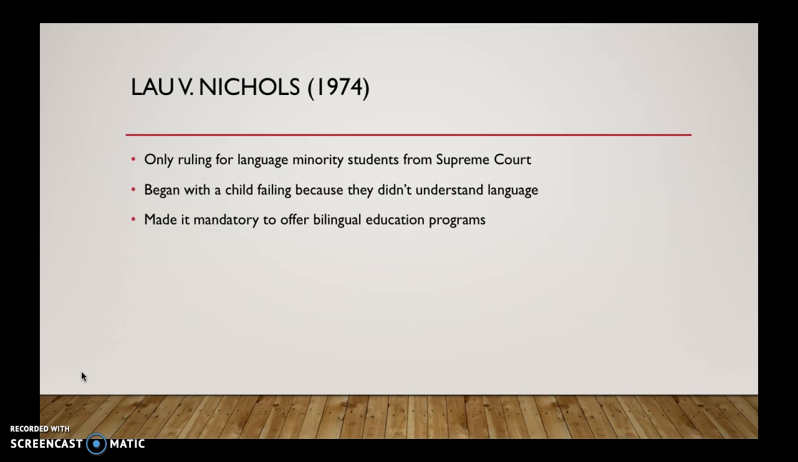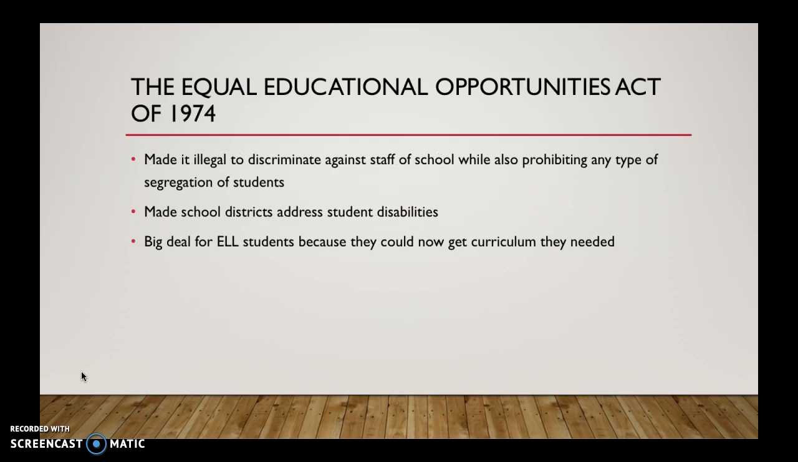They saw that the student was not getting the help that he needed, and obviously something needed to be done about this. So they made it mandatory to do bilingual education programs to try to help ELL students on all platforms. Next is the Equal Educational Opportunities Act of 1974.